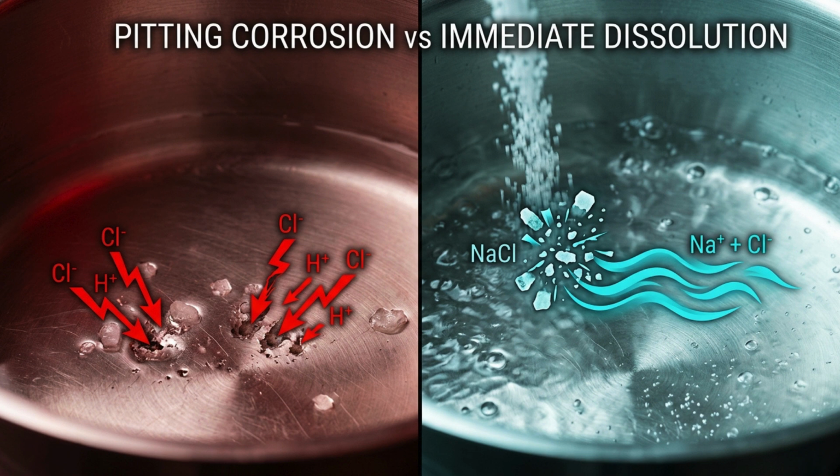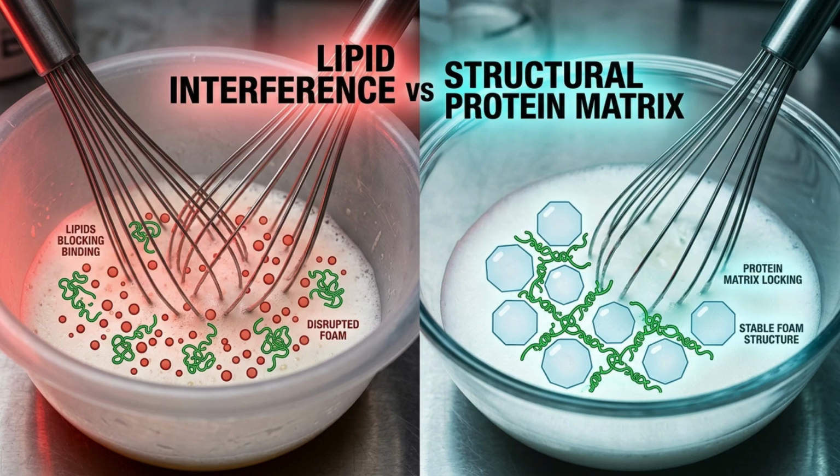Pitting corrosion, galvanic degradation. Dumping salt into cold water causes the dense sodium chloride crystals to sink directly to the stainless steel bottom. Before they dissolve, they undergo a localized chemical reaction, permanently eating microscopic pits into the unyielding metal alloy.